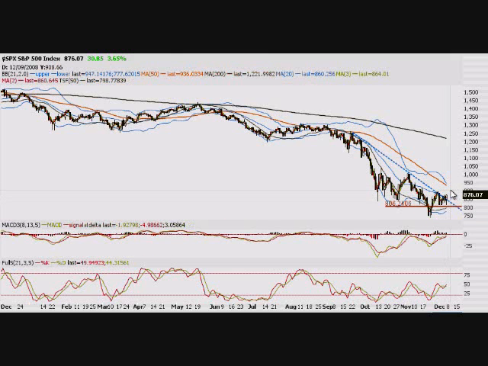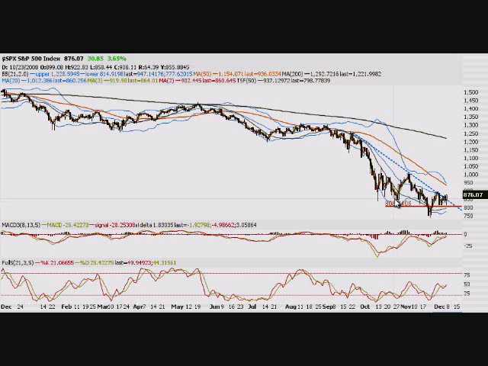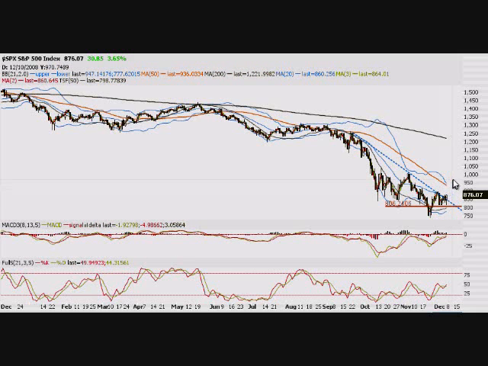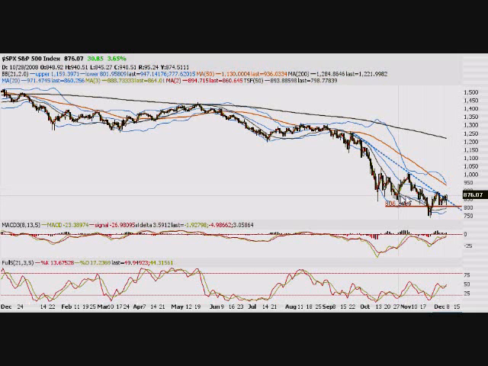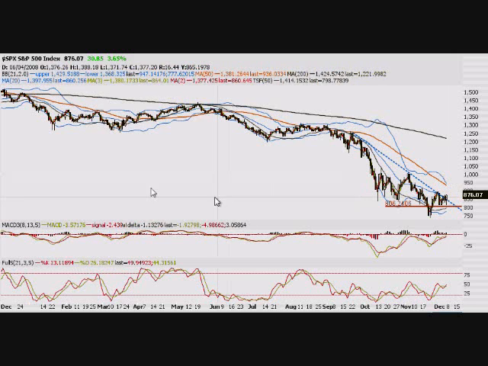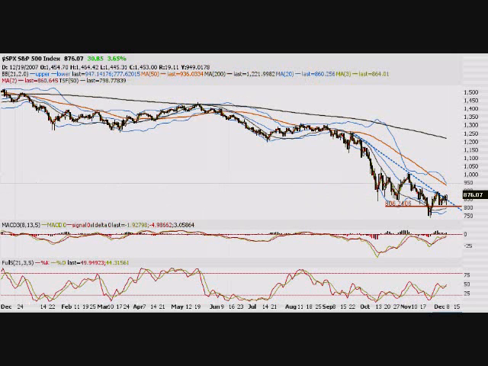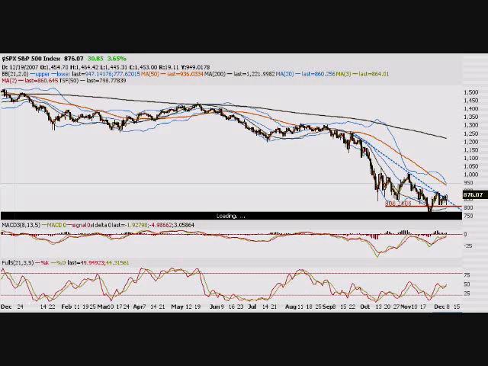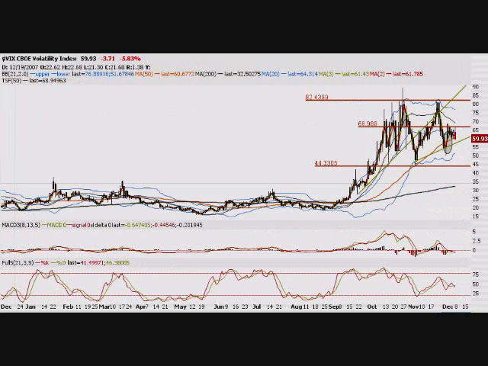We could be forming an inverse head and shoulders on this thing, so something to keep an eye on. Here with that low there, if it pops back up again, we've got a shoulder line for it to work out with, so we could see it pop back up there, and then that downtrend line would serve as support.